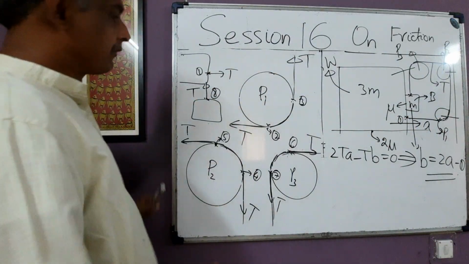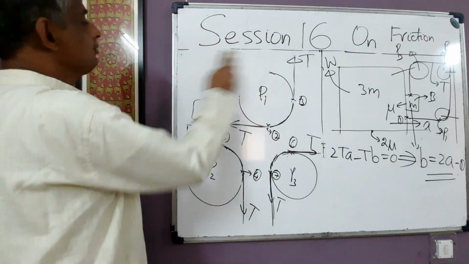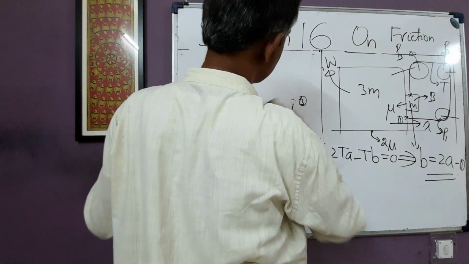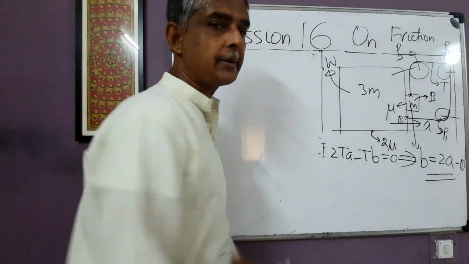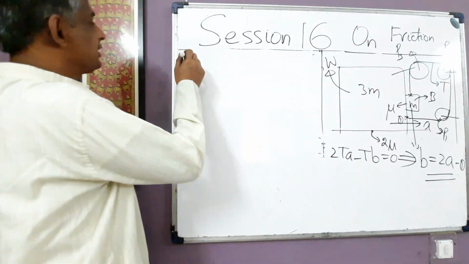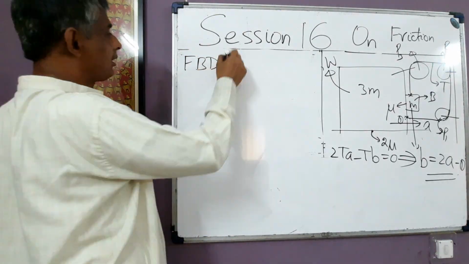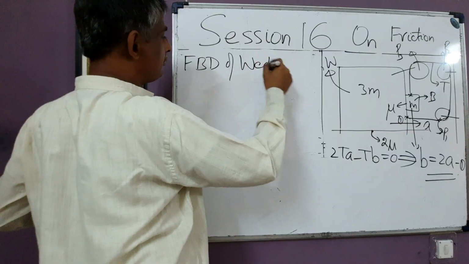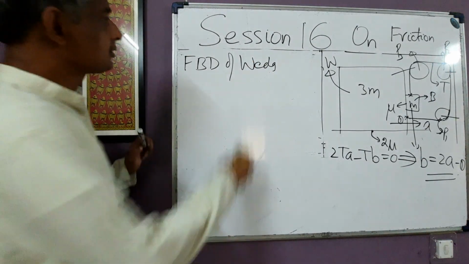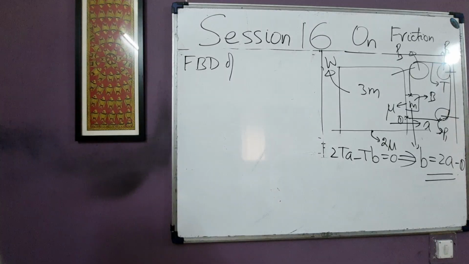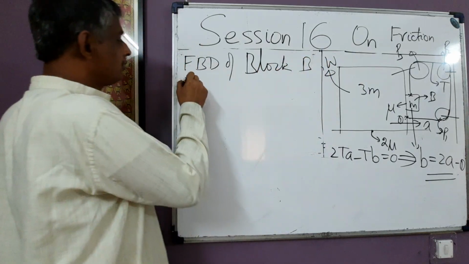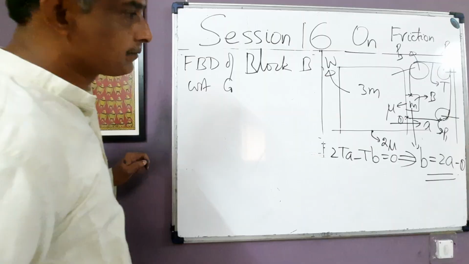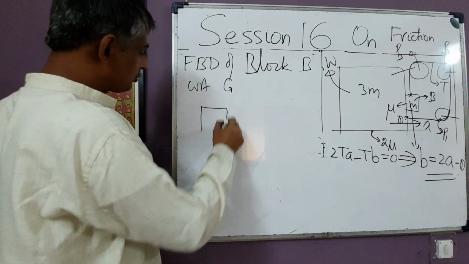Now what I'll do, first I'll rub it. Now I'll draw the free bodies of wedge and block with respect to ground separately. Separate free bodies of block and wedge with respect to ground. First we'll draw the block. So the FBD of block B with respect to ground, G for ground.